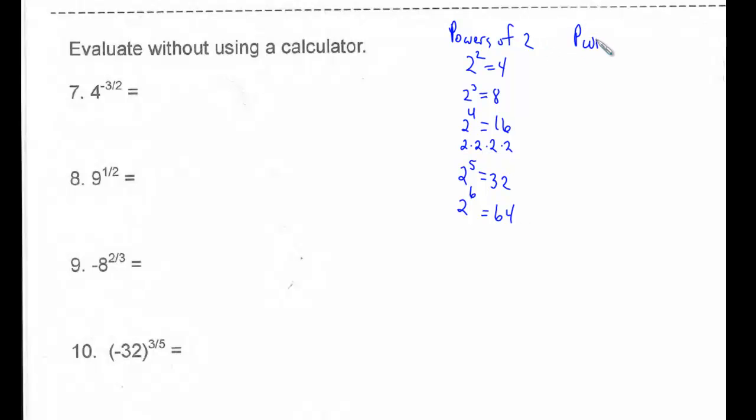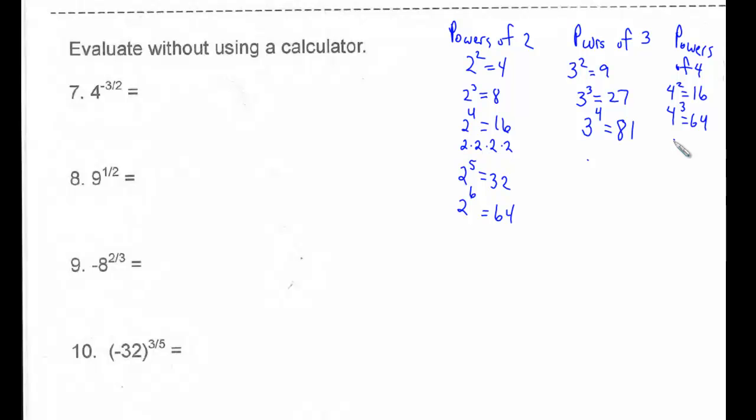Let's look at powers of 3. 3 squared is 9, 3 cubed is 27, 3 to the 4th power is 81. Let's look at powers of 4. 4 squared is 16. 4 cubed is 64. 4 to the 4th power is 256. Now you need to know what these are in order to answer these questions here to the left to evaluate without using a calculator. You need to remember these powers.